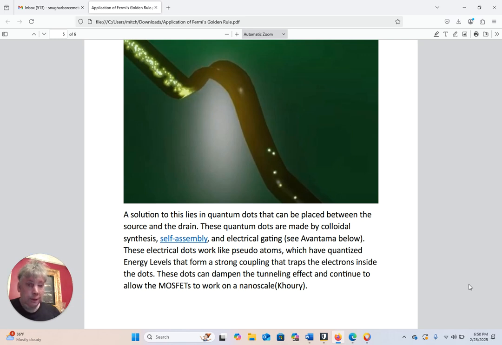So that's really it, guys. Thanks, and I really enjoyed working on Fermi's golden rule, and I like the idea of this MOSFET application with the quantum dots.